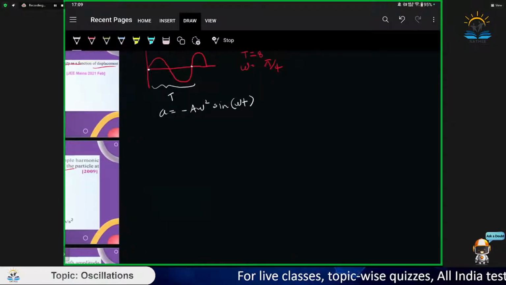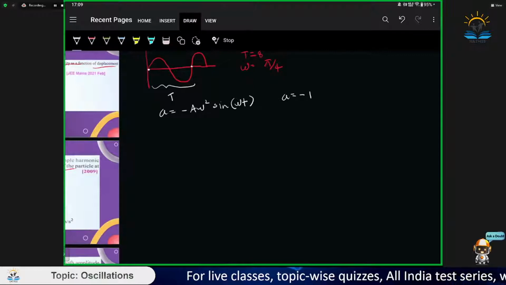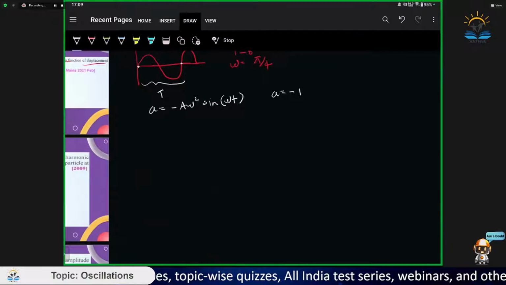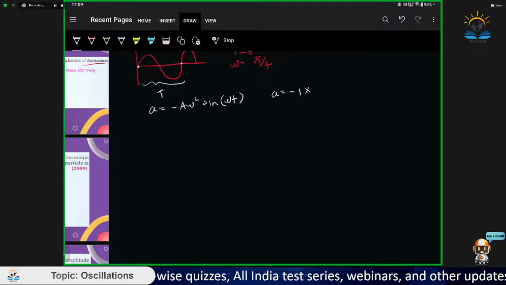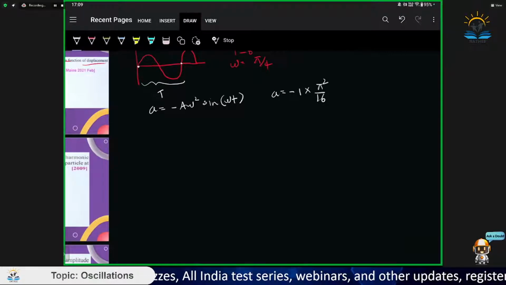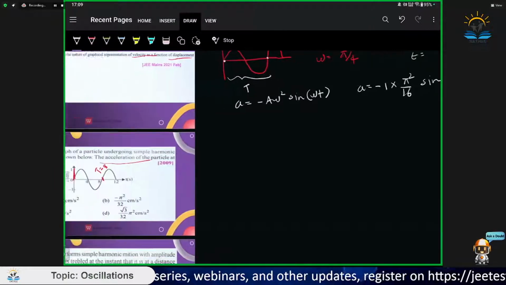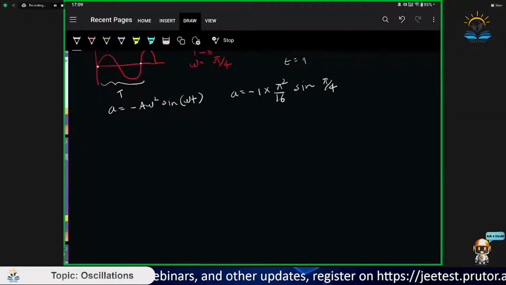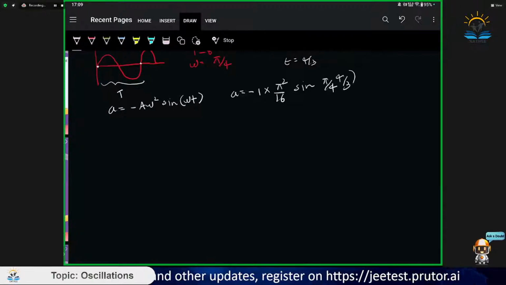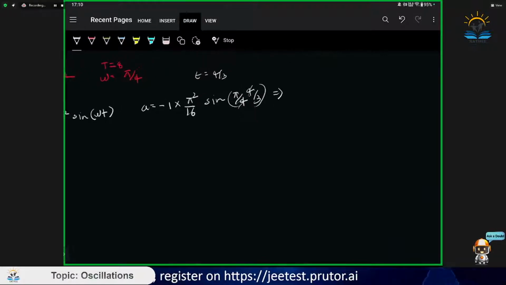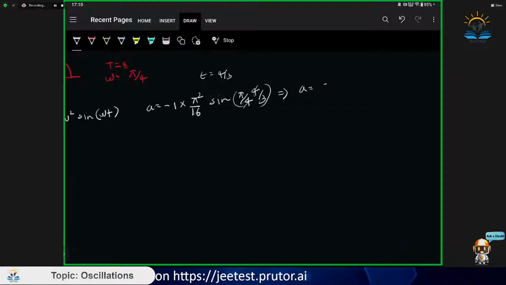So I'm just applying those values. Acceleration equal to minus 1. I'm not converting into meter because the options are also in centimeter. So 1 into omega square, pi square divided by 16, sine of omega t, where omega is pi by 4. Time t is 4 by 3, so pi by 4 into 4 by 3, we can cut 4. So it is coming as acceleration a equal to minus pi square by 16 sine of pi by 3.